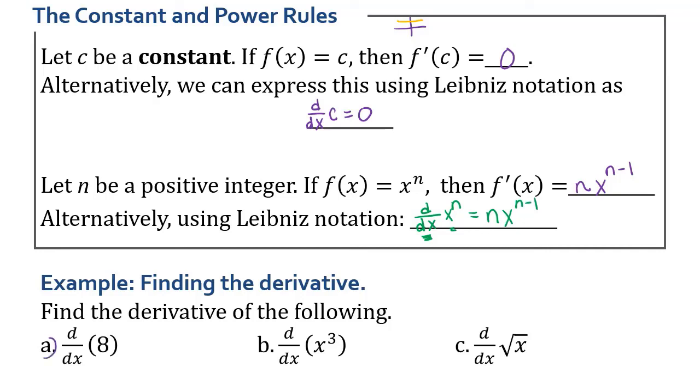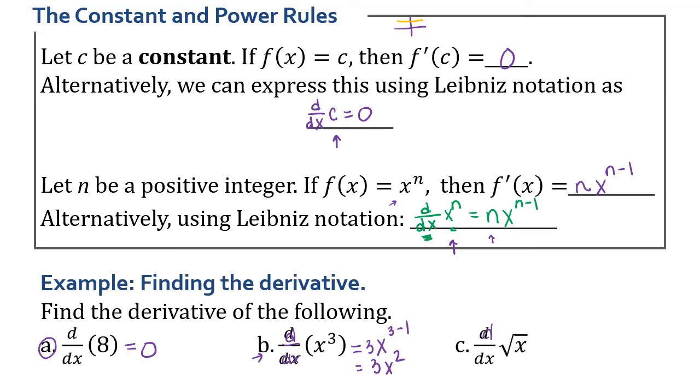All right, so let's do these. Again, you can see in this example I've got d over dx, so that means find the derivative of 8. Well, 8 is a constant, so using this formula the derivative is just 0. Letter B, take the derivative with respect to x of x cubed. This is a power, so we can use this formula. X to the third power is going to be 3 times x to the 3 minus 1, which is 3 times x squared.